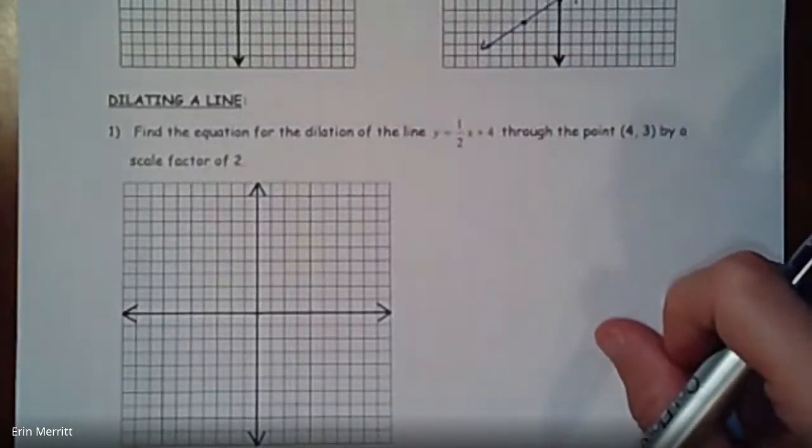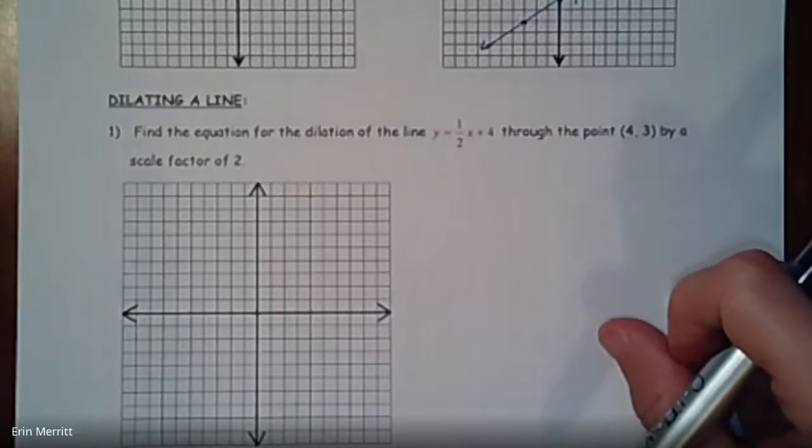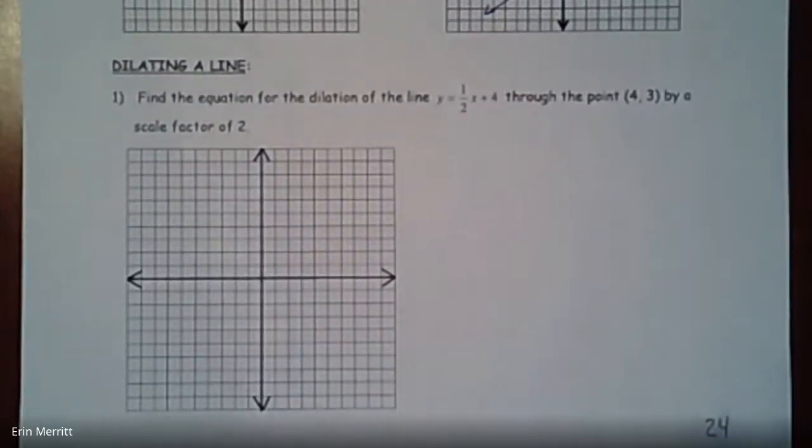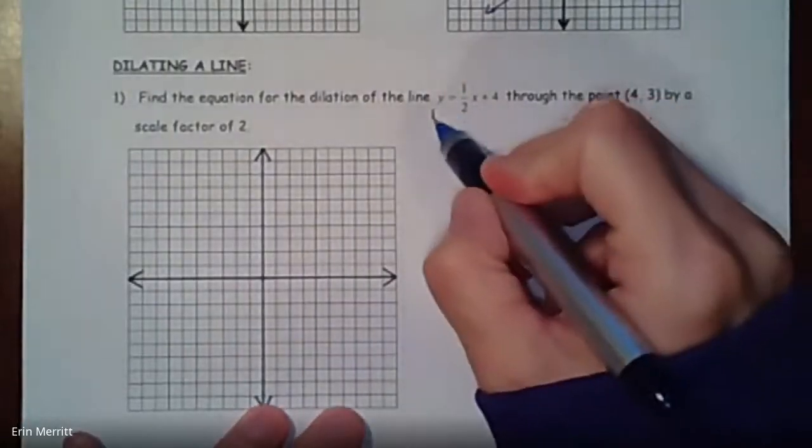So the whole point is there's an infinite number of points on the line. If we can dilate just 2 of them, that gives us enough to move the entire line accordingly. So when it says find the equation for the dilation of the line y equals 1/2 x plus 4 through the point (4, 3) by a scale factor of 2. All right, there's a bunch of stuff.